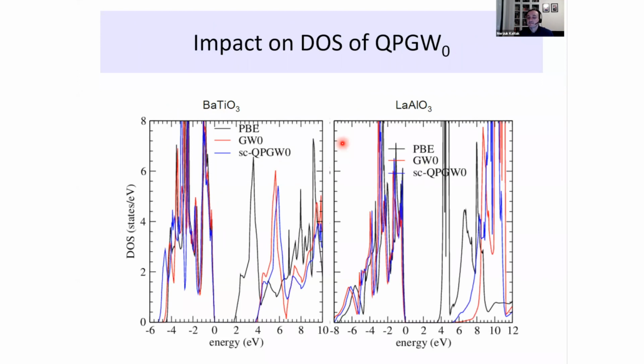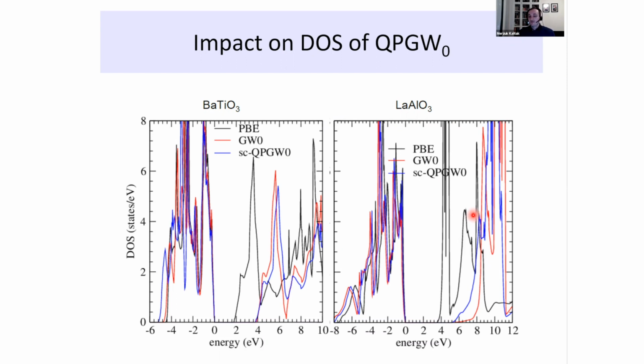However, the density of states might be different compared to other GW methods, especially here, for instance, if you look at this lanthanum aluminum oxide, you have here in the conduction band a different density of states than for the other GW method.